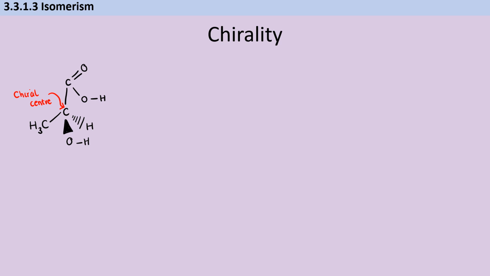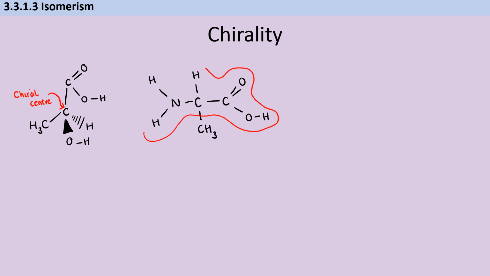Optical isomers are said to be chiral molecules, and the asymmetric carbon at the centre of them that has 4 different groups bonded to it is referred to as the chiral centre. If you take any of the amino acids, then the vast majority of their shape is exactly the same, and it's just this R group down the bottom that changes. And any of the amino acids, apart from glycine, where this is a hydrogen, do have a chiral centre, and it's this carbon here.